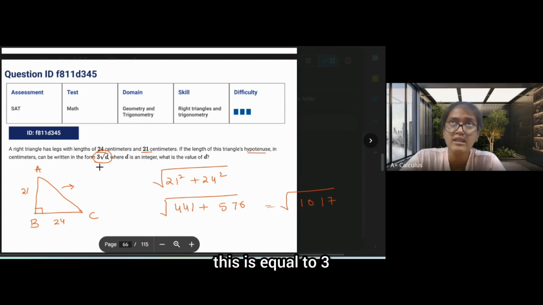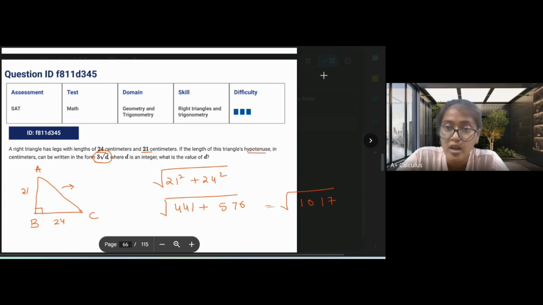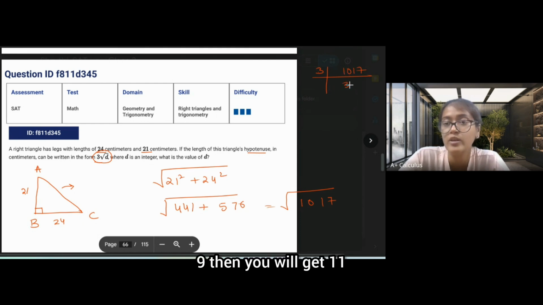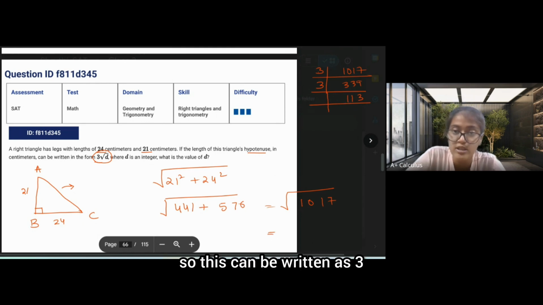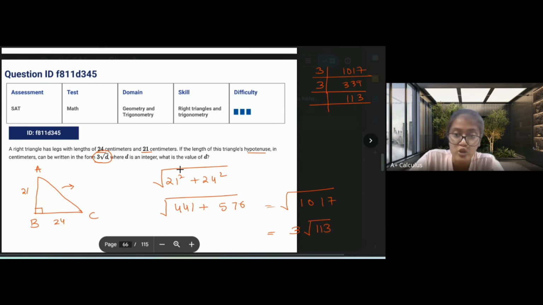And this is equal to 3 times the square root of D. So we will find its factors. This is divisible by 3: 3 times 3 is 9, then you get 11; 3 times 3 is 27, giving 339. Again divisible by 3, giving 113. I think 113 is not divisible by any number, so this can be written as 3 times square root of 113. So the value of D will be 113.